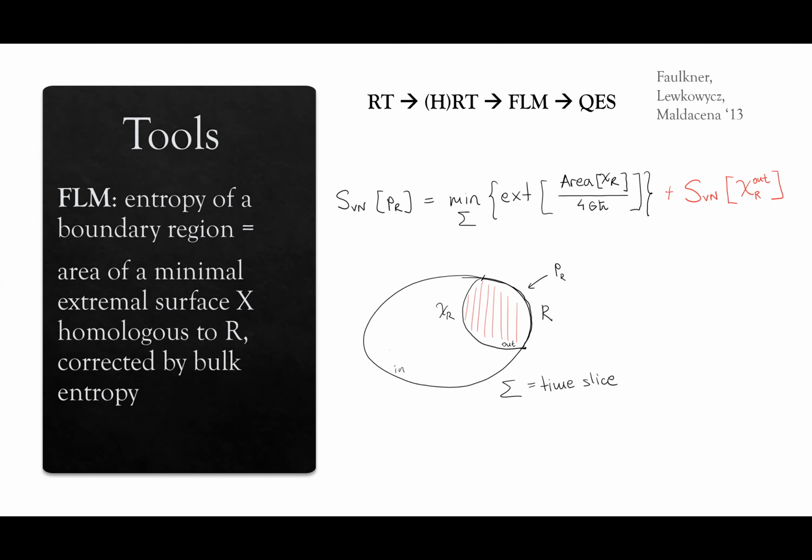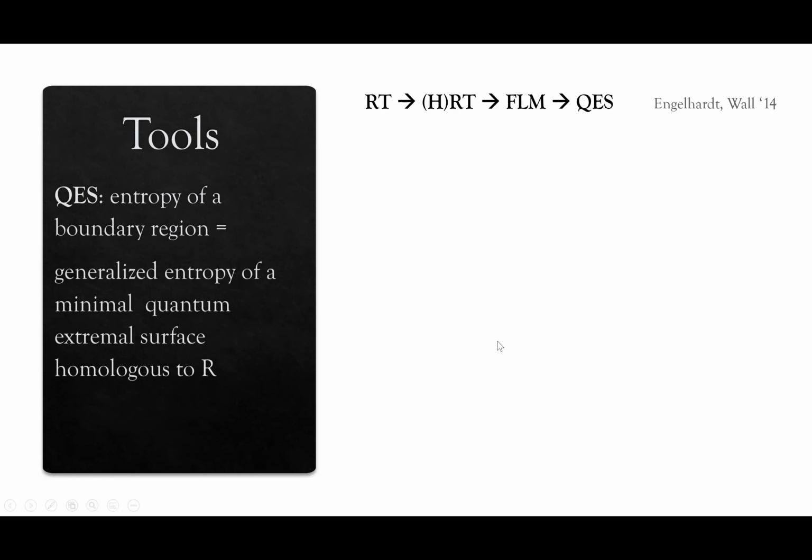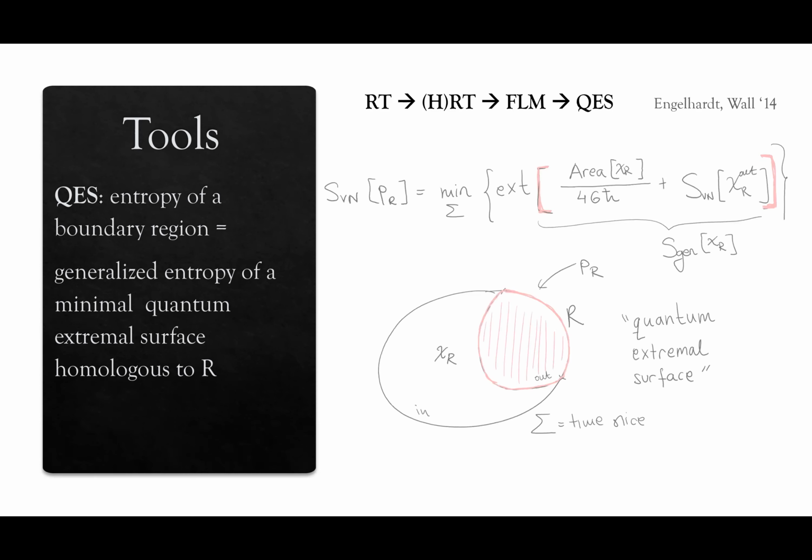However, one year later, Engelhardt and Wall made the generalization of this proposal basically for all orders in ħ, where they looked at the generalized entropy of a quantum extremal surface and then took the smallest one, the extremal surface that has the smallest generalized entropy. So this is the relevant formula.